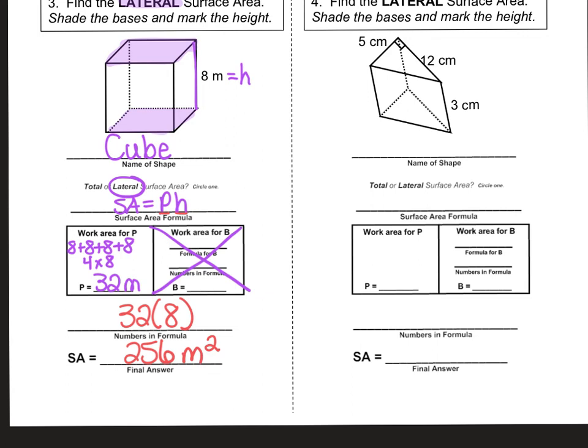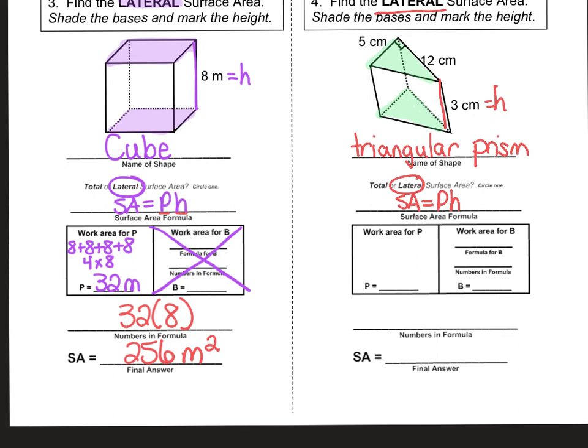All right, last one. Find the lateral surface area. Shade the bases. Well, the bases have to be the triangles. Label the height. The height has to be what connects the triangles. And name it. Well, it's got triangular bases, so this must be a triangular prism. I want to go back and read my problem where it says lateral, so I'm going to circle lateral, which means I would look at my formula chart and write the correct formula.